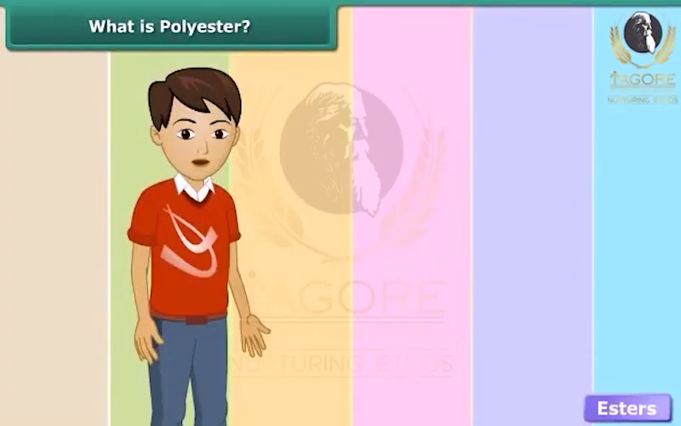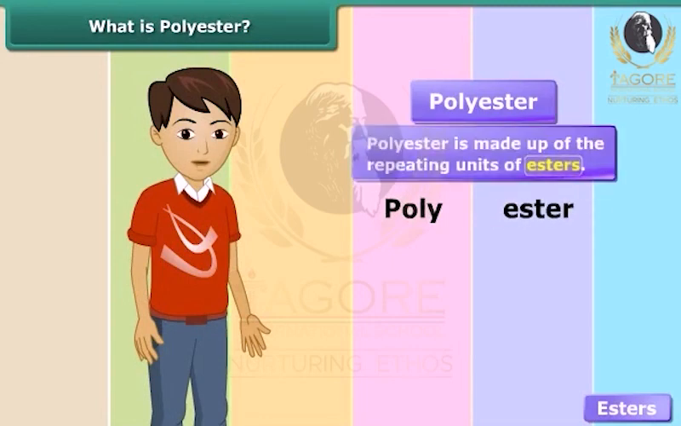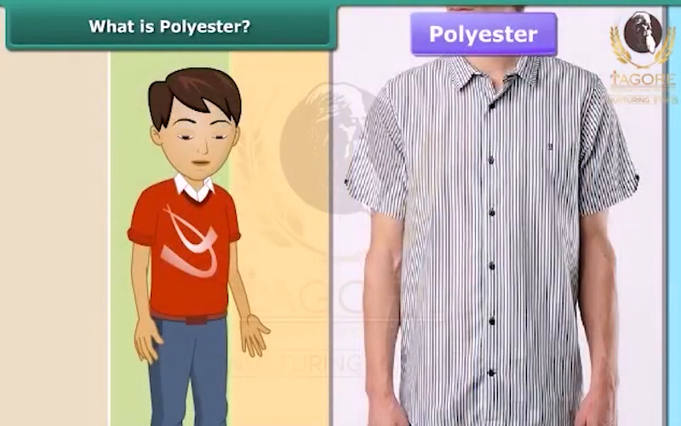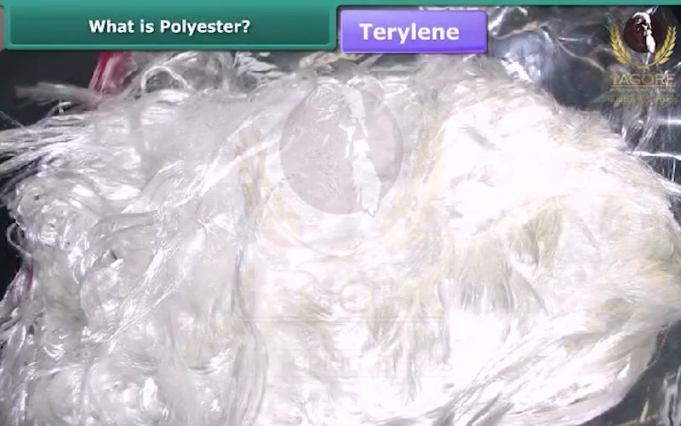Can you guess just by hearing the word polyester what it is made up of? As the word polyester comes from the words poly and ester, it is clear that it is made up of repeating units of esters. You must have seen people wearing nice polyester shirts and other dresses. Fabrics made of this fiber do not get wrinkled easily, remain crisp, and are easy to wash. Have you ever heard of terylene? It is a popular polyester fiber.